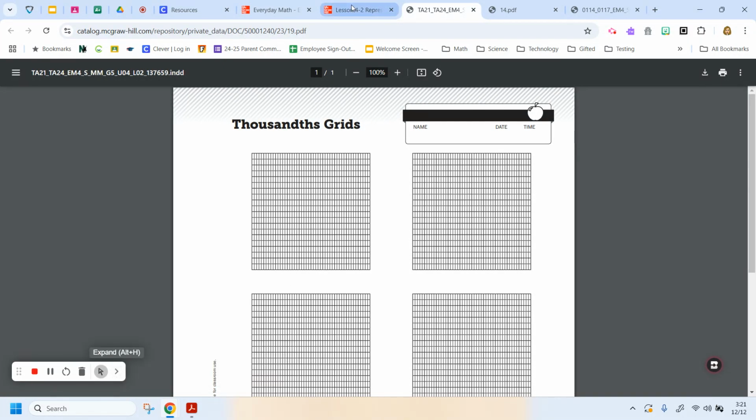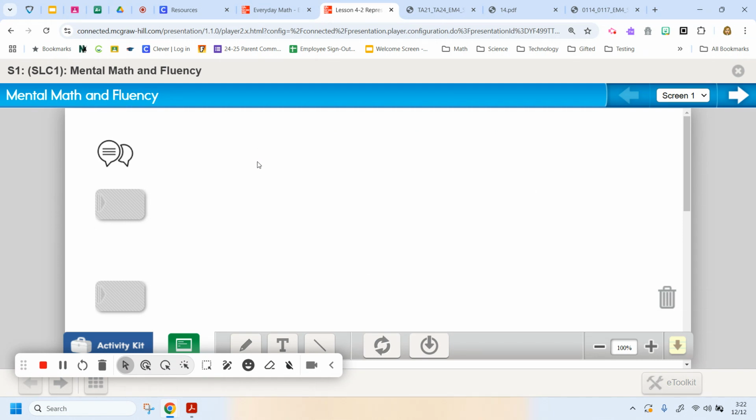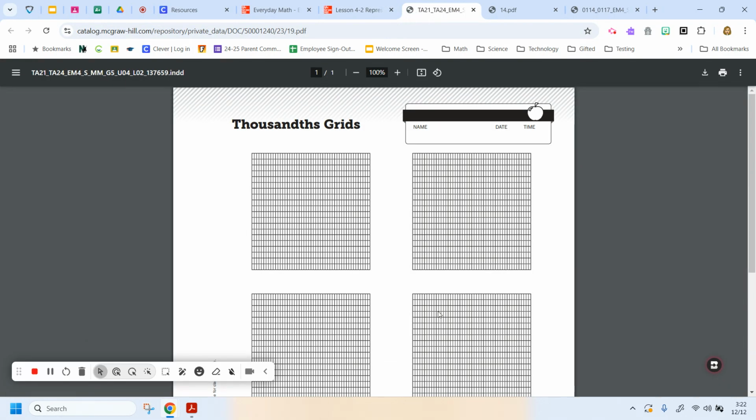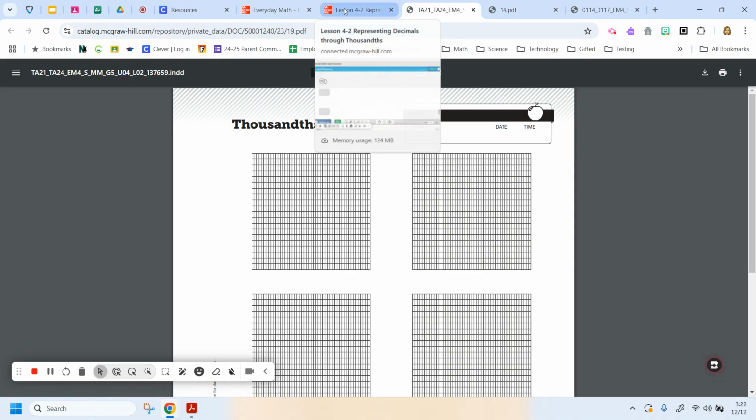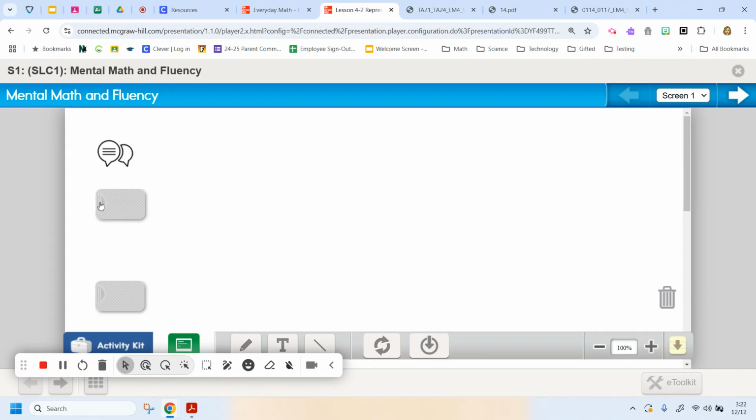So, before we begin the lesson, let's do a little bit of mental math. Yesterday, we were writing decimal numbers. So if you have that thousandths grid, go ahead and flip it over and get a pencil. I would like you to write this decimal number, 3 1/10. You are not writing it in words. I would like you to write it in numerals, so in number form. So go ahead and write down 3 1/10.